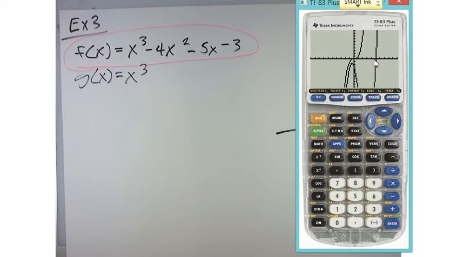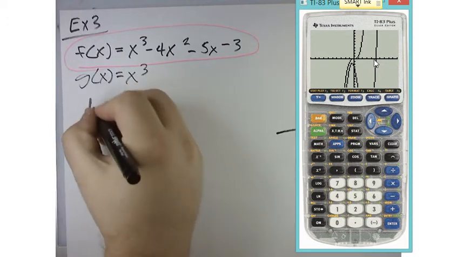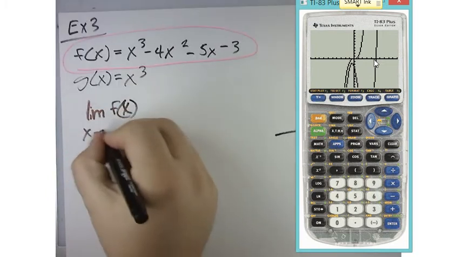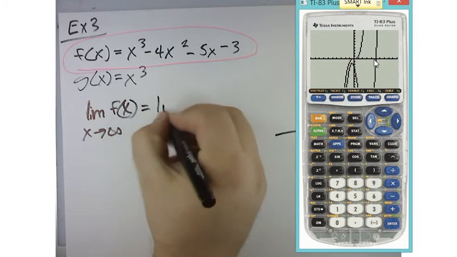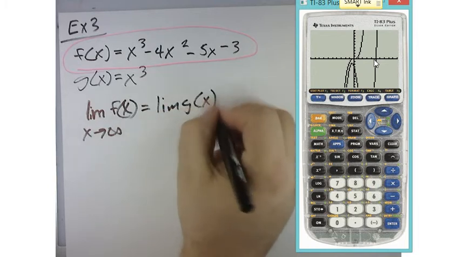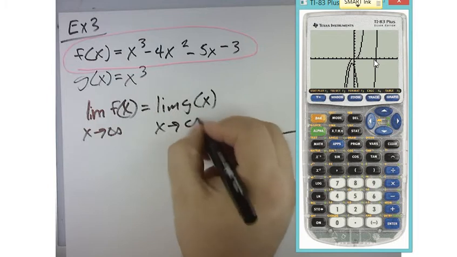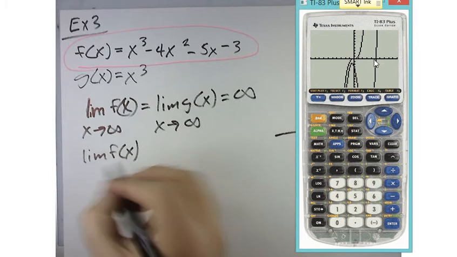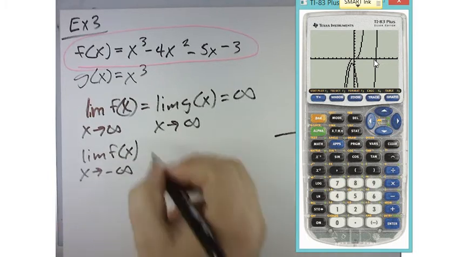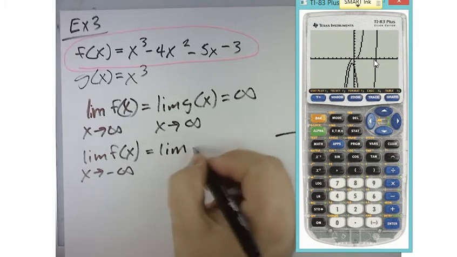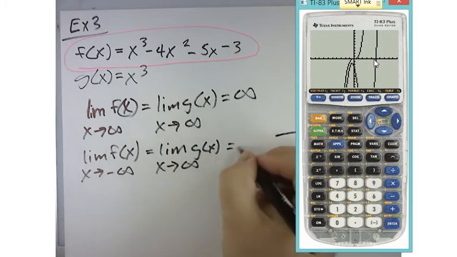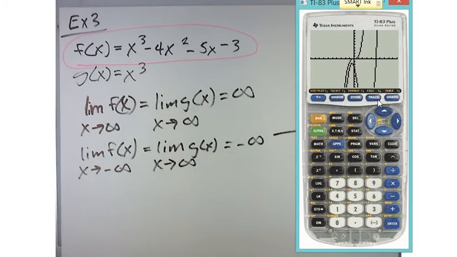So let's write that down. Let's write some of this stuff down. So the limit of f of x as x approaches infinity is equal to the limit of g of x as x approaches infinity, which is infinity. The limit of f of x as x approaches negative infinity is the same for g of x, which is negative infinity.